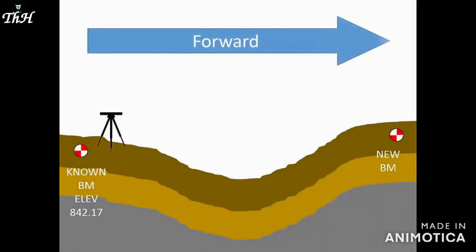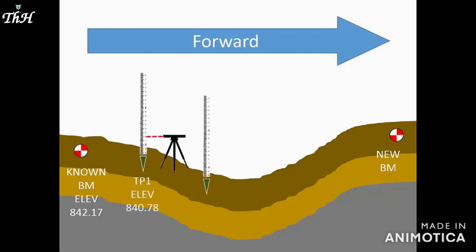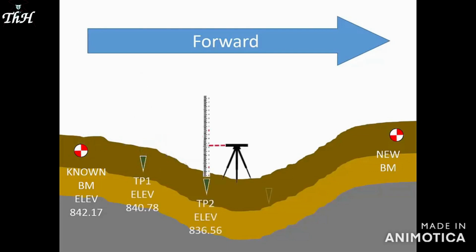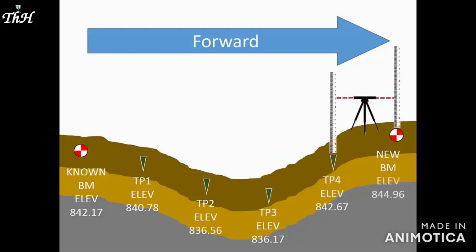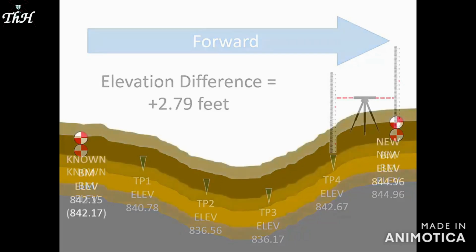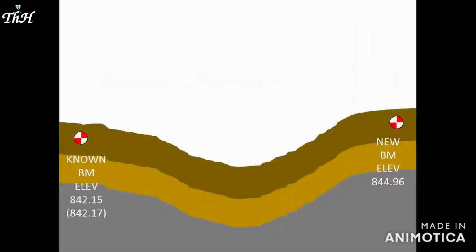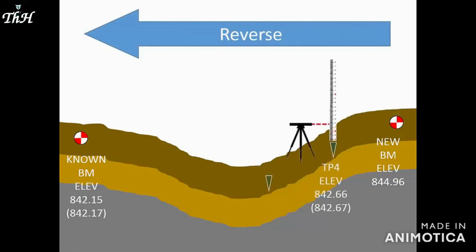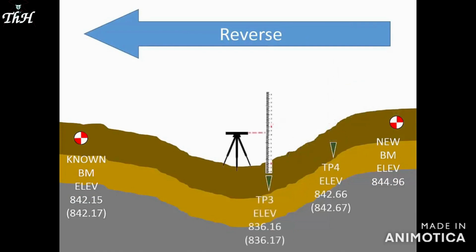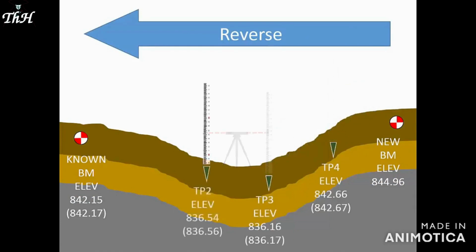The forward run in my benchmark circuit produced an elevation difference of positive 2.79 feet. Well, that value is positive because the new benchmark elevation on the right is higher than the starting elevation you see over here on the left. By contrast, the reverse run yielded an elevation difference of negative 2.81 feet. It makes sense that this value is negative since the reverse run starts higher and ends lower.